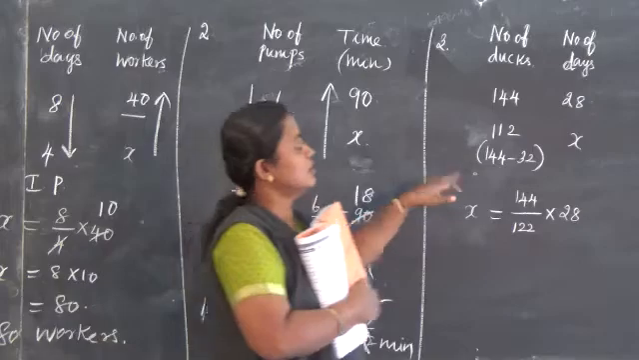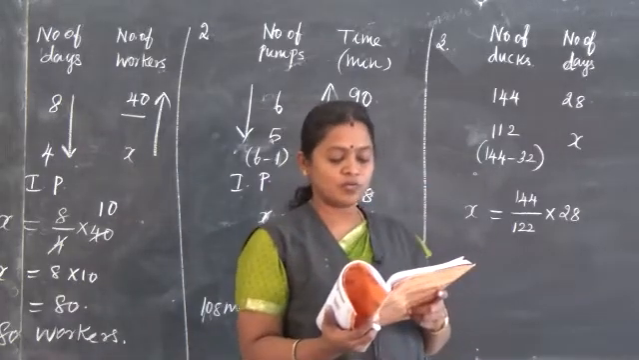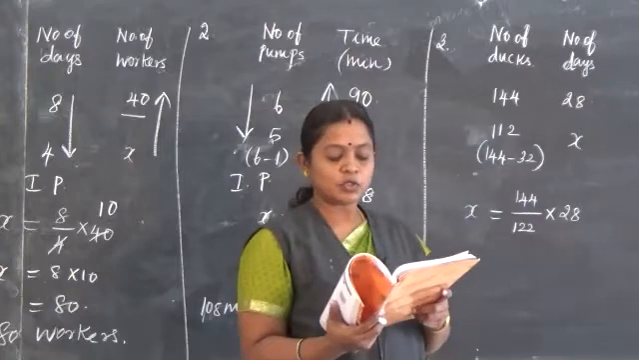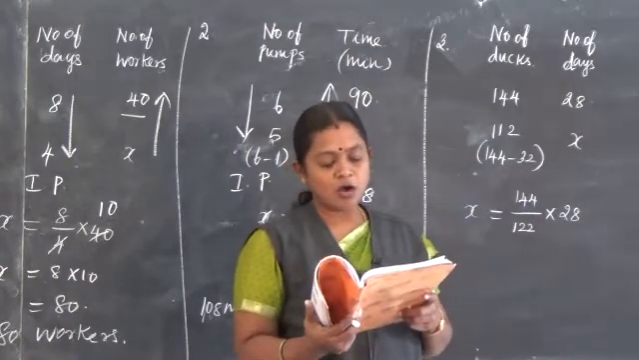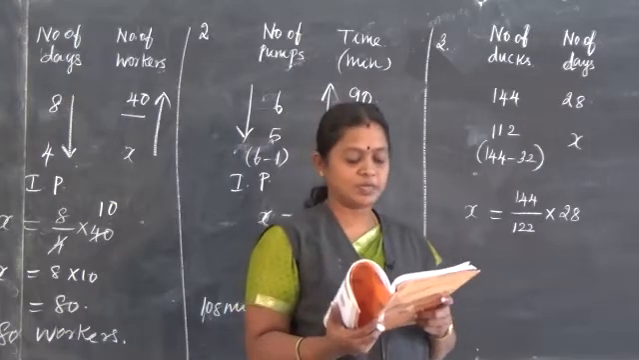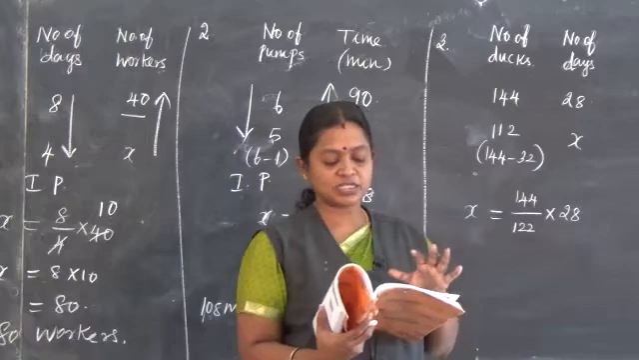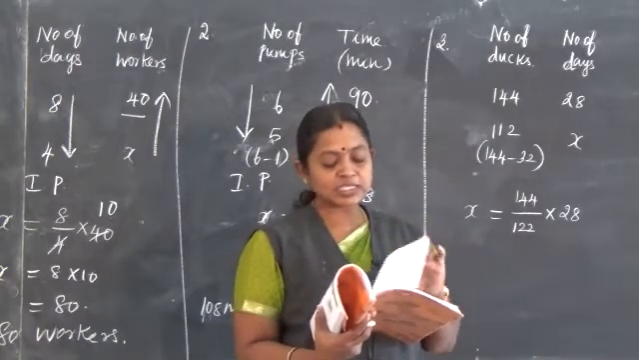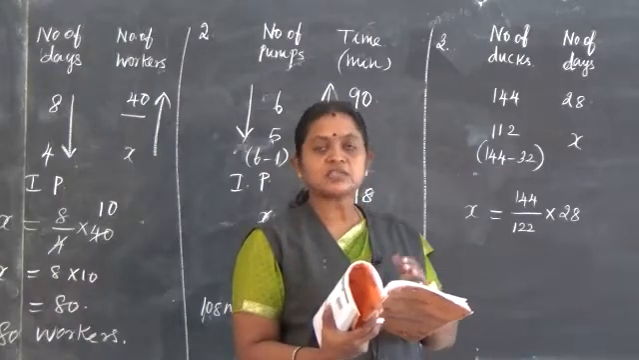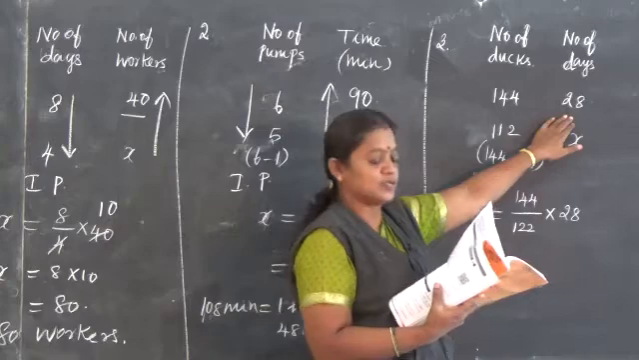Now come to the third problem. A farmer has enough food for 144 ducks for 28 days. If he sells 32 ducks, how long will the food last? Once again I am reading. A farmer has enough food for 144 ducks for 28 days. So for 144 ducks we have 28 days of food.